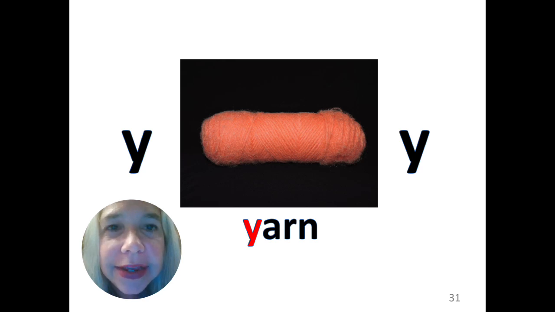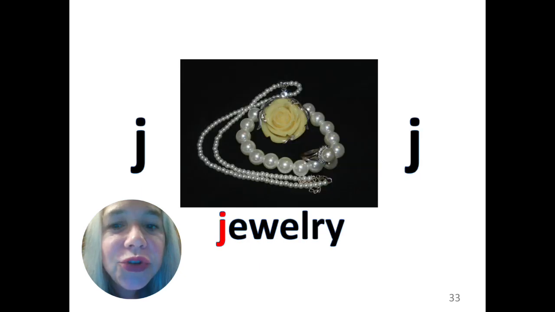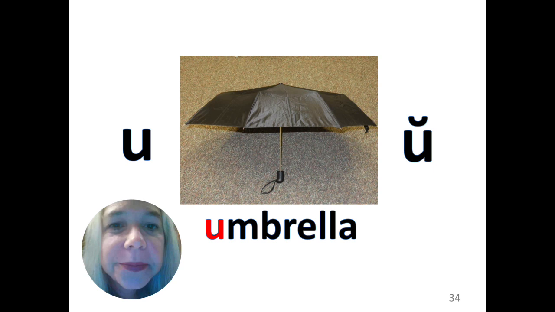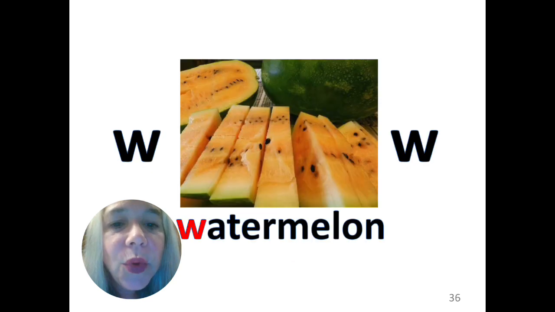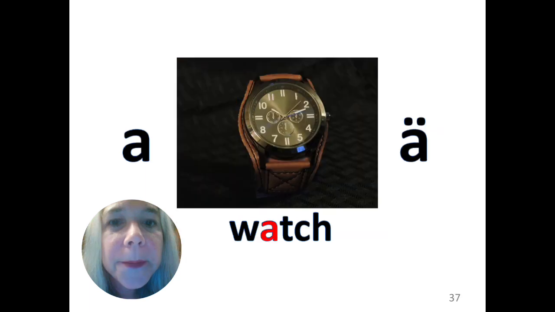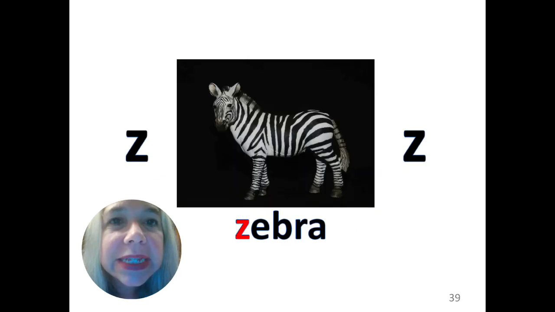Y, yarn, y. V, vase, v. J, jewelry, j. U, umbrella, U. W, watermelon, w. A, watch, ah. X, six, x. Z, zebra, z.